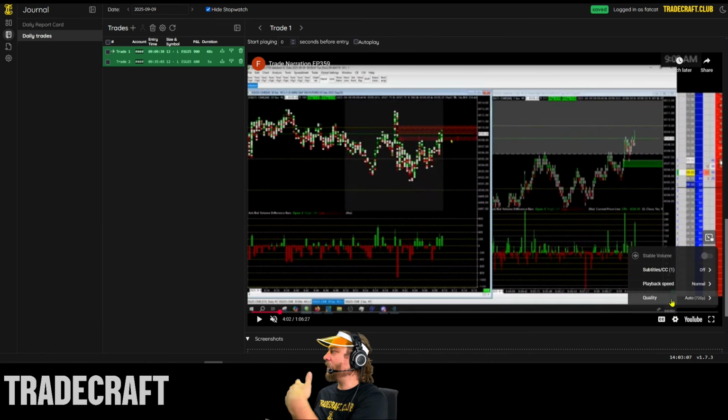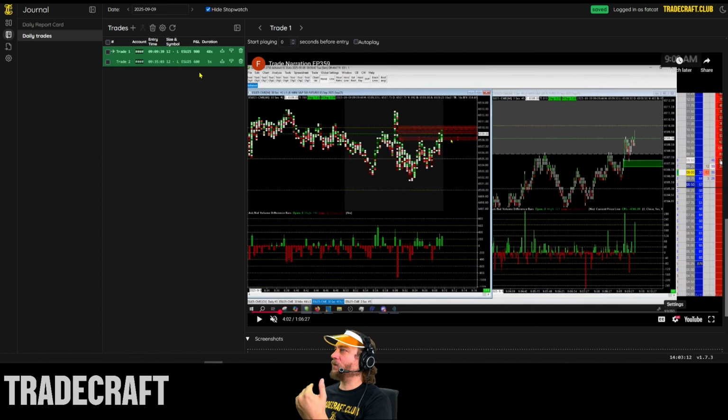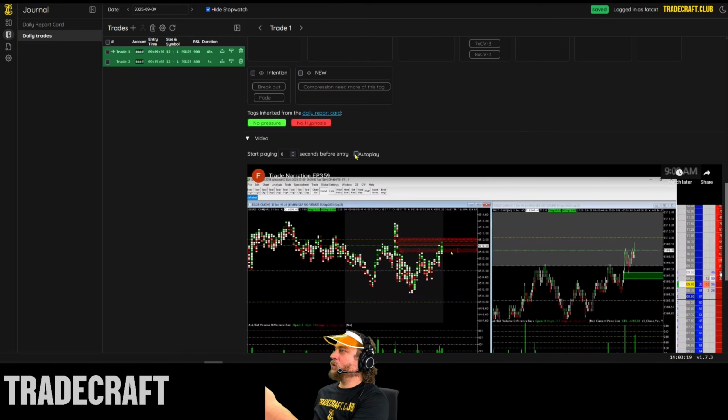So what I'll do is I'll hit this gear icon, put it to 1080p, but it goes right to the entry of the trade. This is trade one, which is worth $900. Then if I go to trade two, what I'll do is I'll toggle autoplay on, and let's make it start a few seconds before the trade. I want to see a little price action before the trade is put on. So we'll go a few seconds ahead.